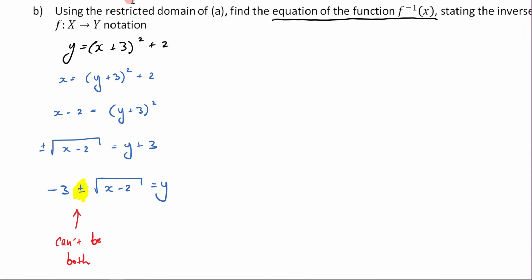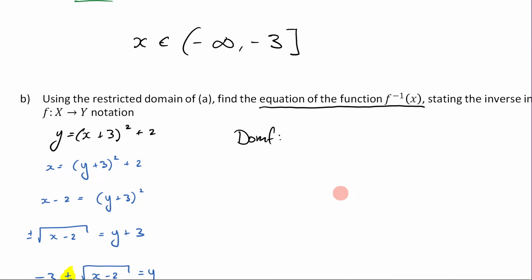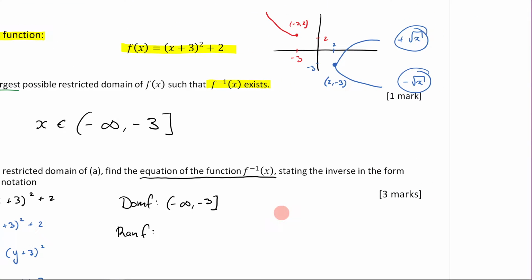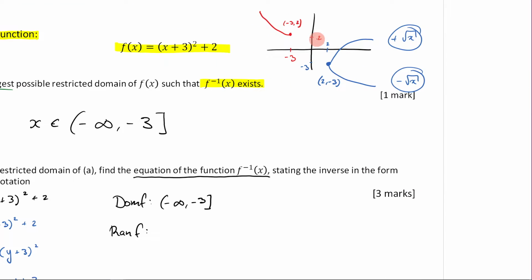To do that, you consider the domain of the original function and the range of the original function. So the domain of f, we know, because we defined it, is negative infinity to negative 3 inclusive, and the range of it, as can be seen by our little sketch above, is going to be 2 to infinity, because it's going from 2 up.